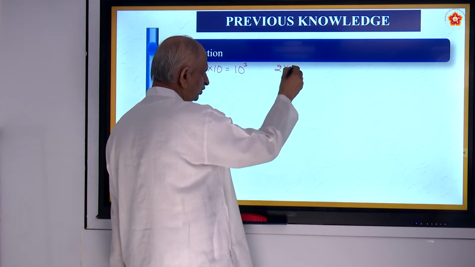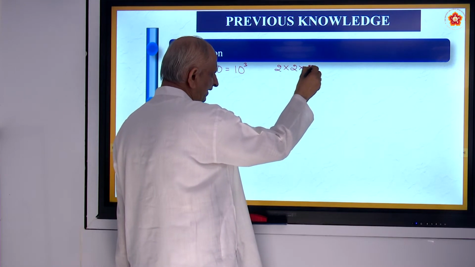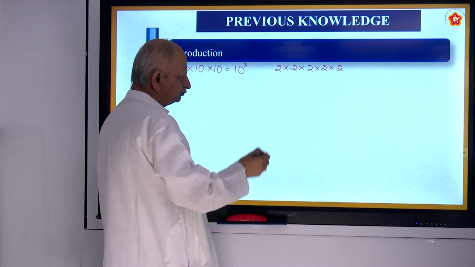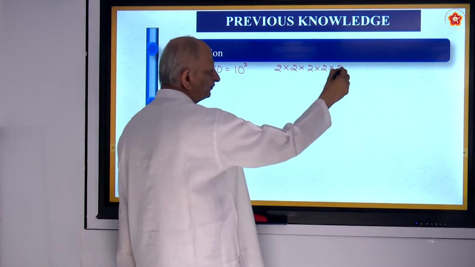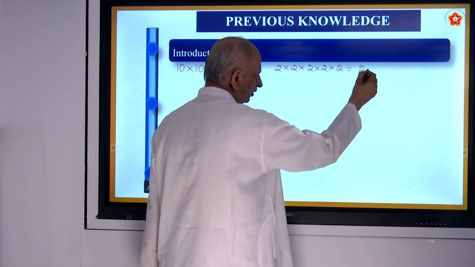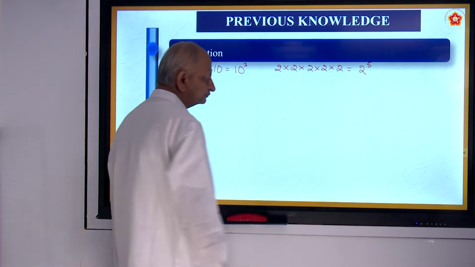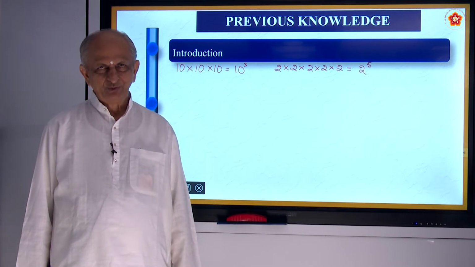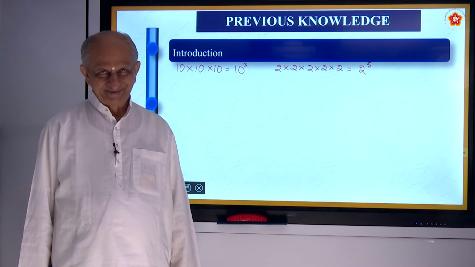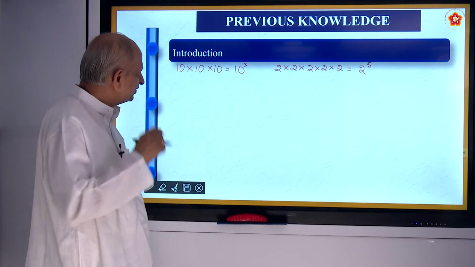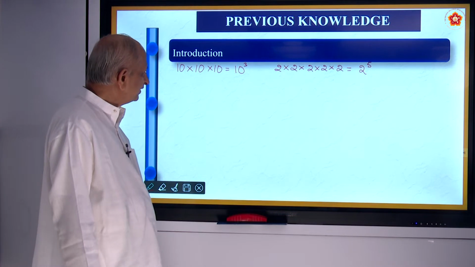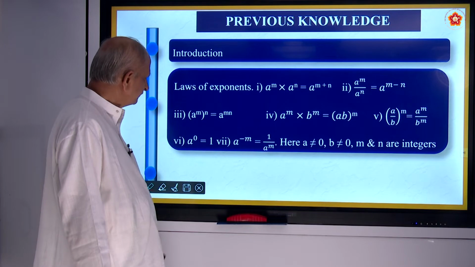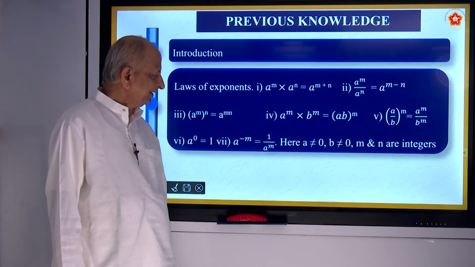Suppose you have a number like 2. If you want to show multiplication of 5 times of 2, instead of writing so much long, you can shortly write it as 2 to the power of 5. What is that 5 called? Exponent. What is that 2 called? Base. Correct? So this is the discussion we started in the beginning. Then we studied some formulas that are called laws of exponents.